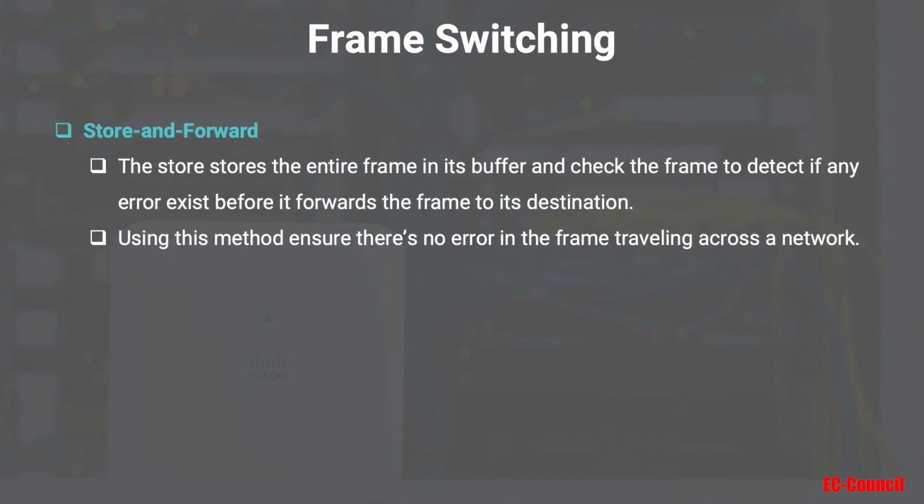The primary and default method that Cisco switches use is known as store and forward. This simply means the switch stores the entire frame in its buffer and checks the entire frame to detect if any error exists before it actually forwards the frame to the destination. Using this method simply ensures that there are no errors in the frame that's traveling across the network.